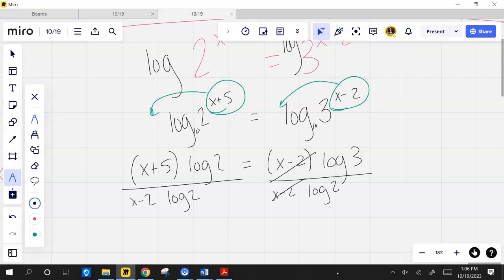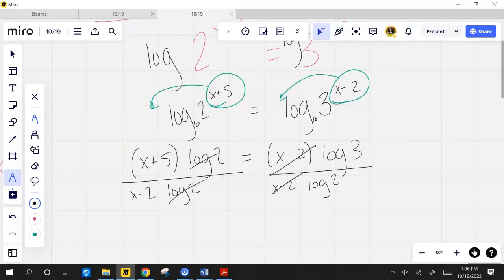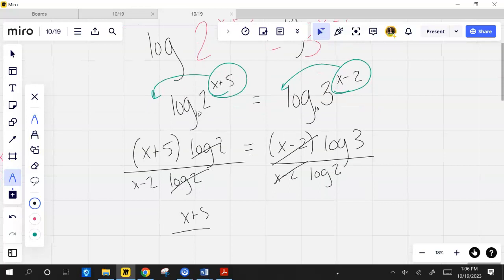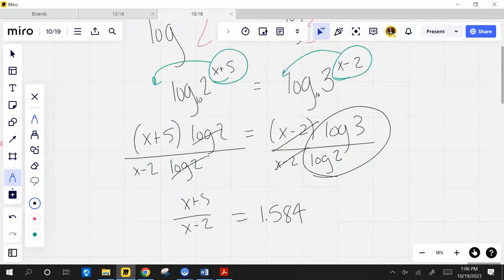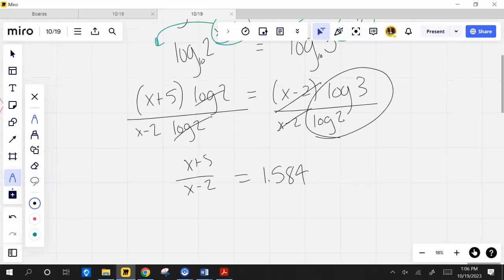Watch what happens. This cancels, and this cancels, right? So I've got x plus 5 over x minus 2 equals, and this is just some number. Use your calculator and find out what it is. What's log 3 divided by log 2? Can you solve this? You better be able to solve this now. You should be able to butterfly.